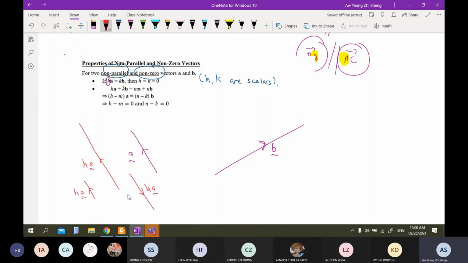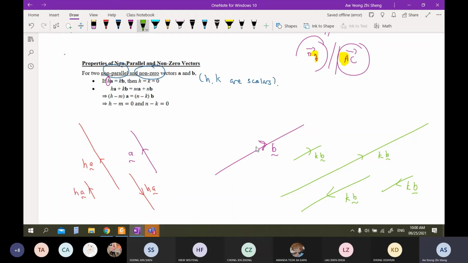Right, so there are many possibilities on how my HA will look like, but one thing for sure is that my HA will be parallel to A for sure. Then what about KB? There are also a few possibilities on how my KB will look like. It could be a shortened version of B. It could be a lengthened version of B. I can also have opposite direction, or even opposite but a shorter version. It all depends on what the number K takes. But one thing for sure, regardless of what number my K takes, it will be parallel to the original B.